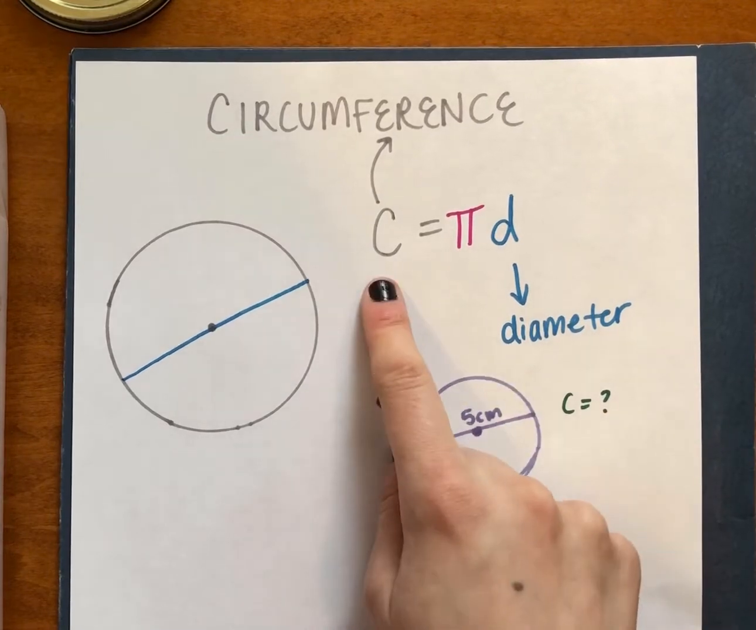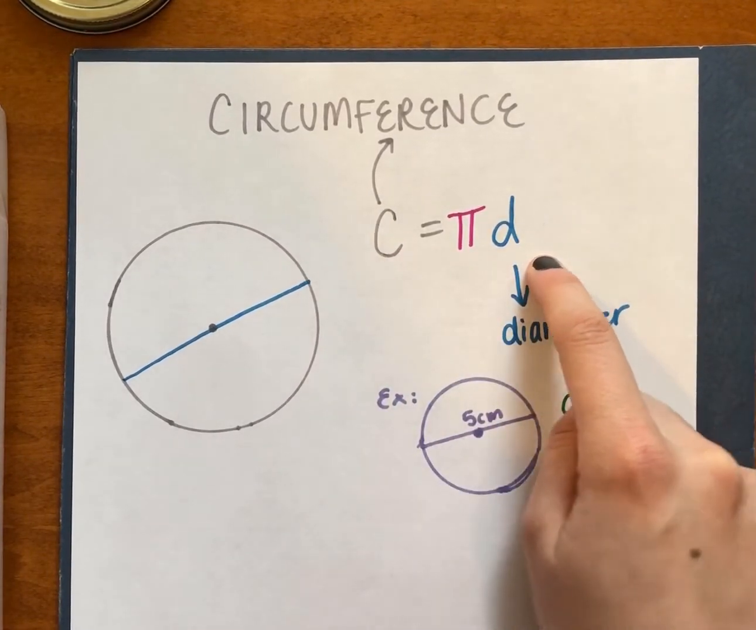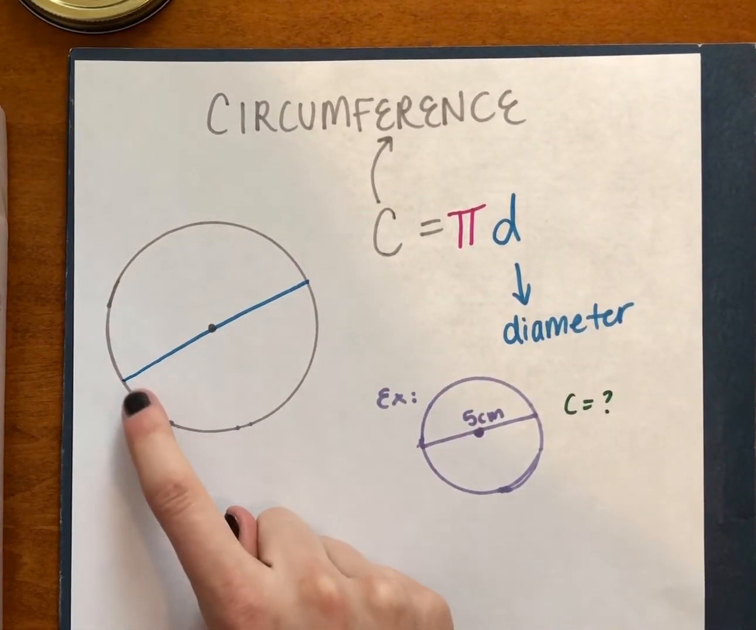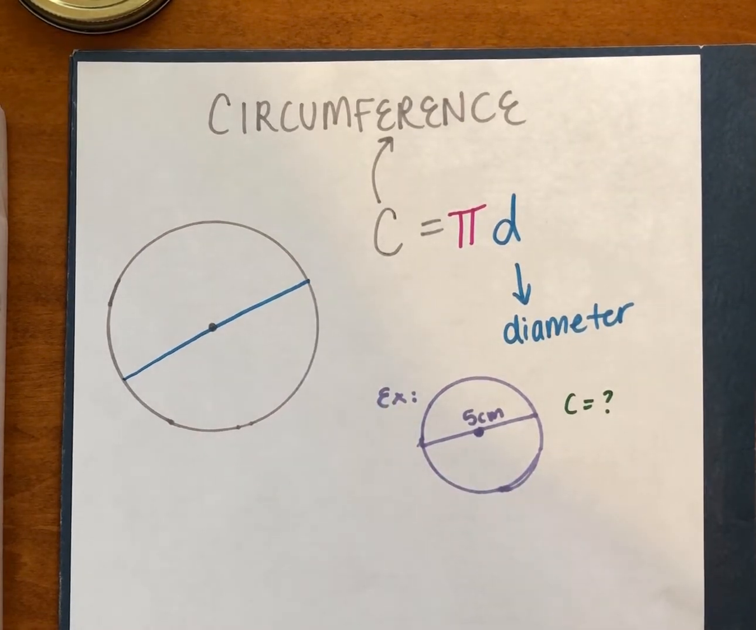So we came up with this formula that circumference equals pi times the diameter. So you can figure out how far around a circle is if you know how far across it is, and you multiply that by pi.